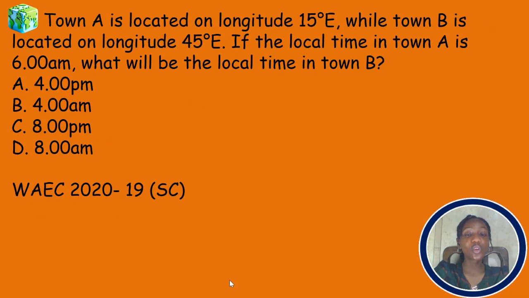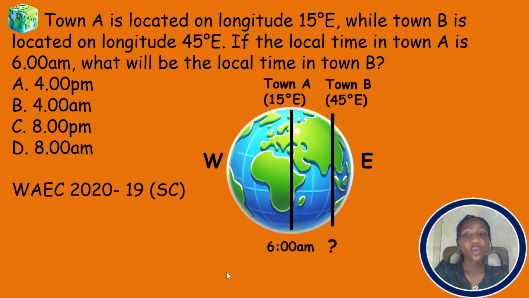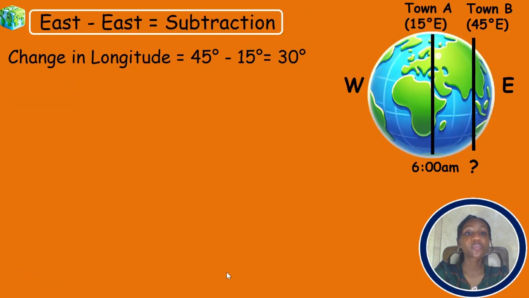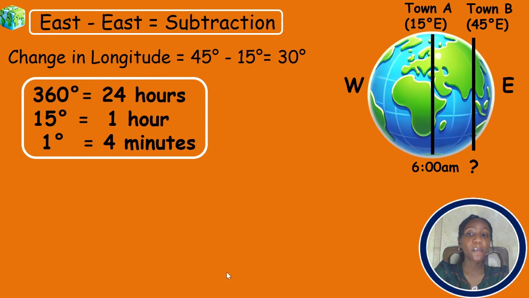Town A is located on longitude 15 degrees east, while town B is located on longitude 45 degrees east. If the local time in town A is 6 a.m., what will be the local time in town B? Illustrating our parameters, now we are going to use a new principle. When the places are located on the same hemisphere, as you can see, both of them are located in the east. In this case, we are going to subtract the longitudes, which gives us 30 degrees. Recalling those three key formulas from earlier, from equation 2, 15 degrees equals 1 hour, so 30 degrees will be equal to 2 hours.